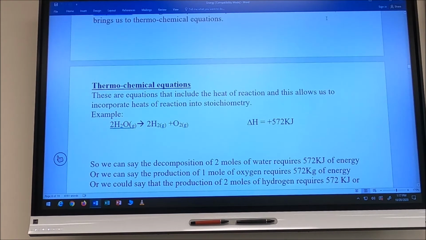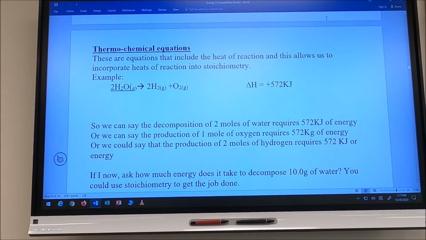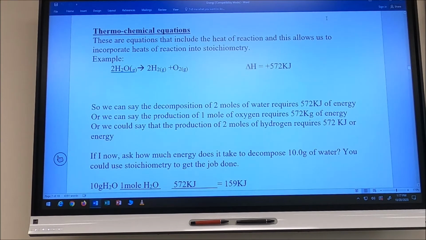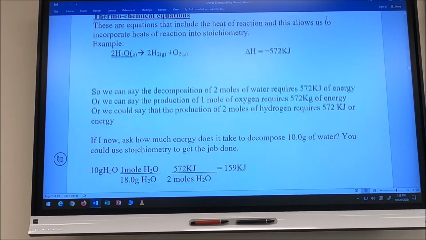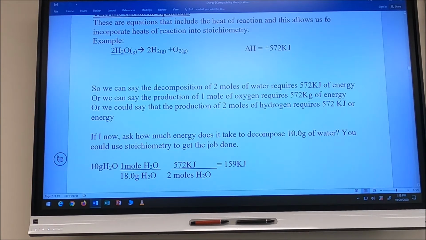It's an endothermic reaction. So what we could say here is that the decomposition of 2 moles of water requires 572 kilojoules of energy. And it produces 1 mole of oxygen and 2 moles of hydrogen. So let's say that you had 10 grams of water and I wanted to know how much energy it was going to take to decompose that.